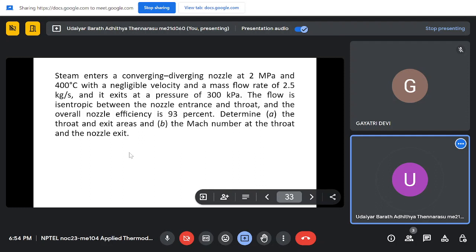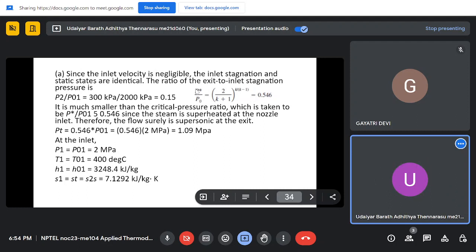So we need to find the area and Mach number at the throat and the exit. This given is a converging diverging nozzle. As the inlet velocity is negligible, your stagnation condition will be the same as your static condition, because the stagnation is just the static plus the dynamic part you get because of the velocity. As the velocity is negligible, your stagnation condition will be equal to the static condition. So inlet stagnation and static states are identical.